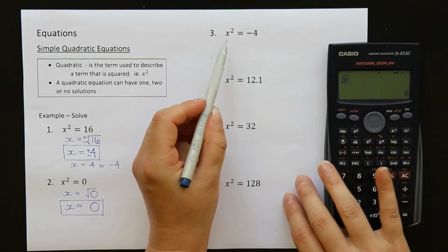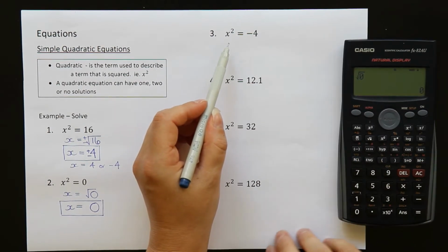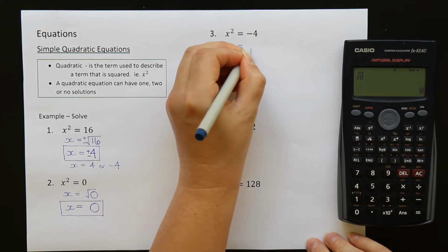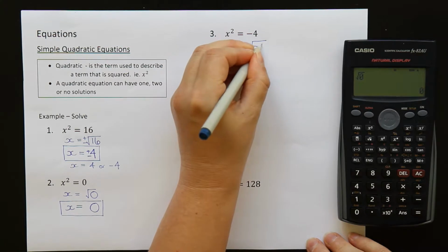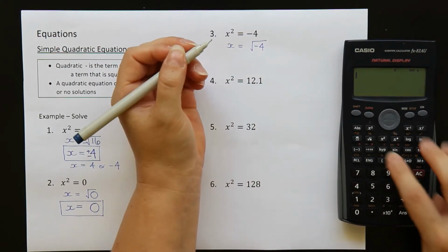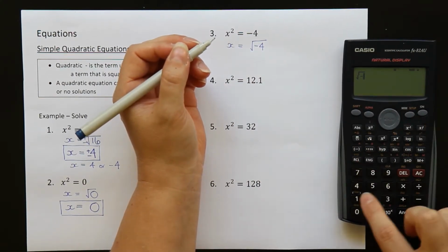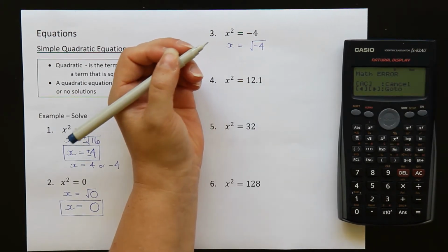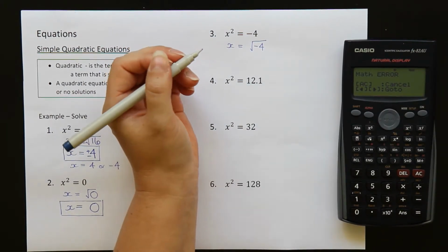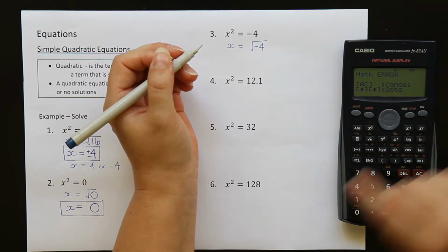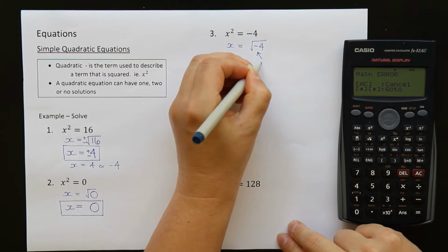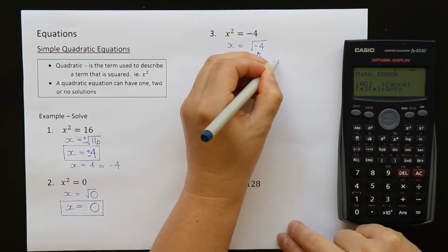Question 3, x squared equals negative 4. So to get rid of the squared, I want to square root negative 4. Now, if you've ever tried to do something like that, let's type it in, square root of negative 4. My calculator comes up with something that says math error, because you cannot actually square root a negative number. This is when there is no solution.